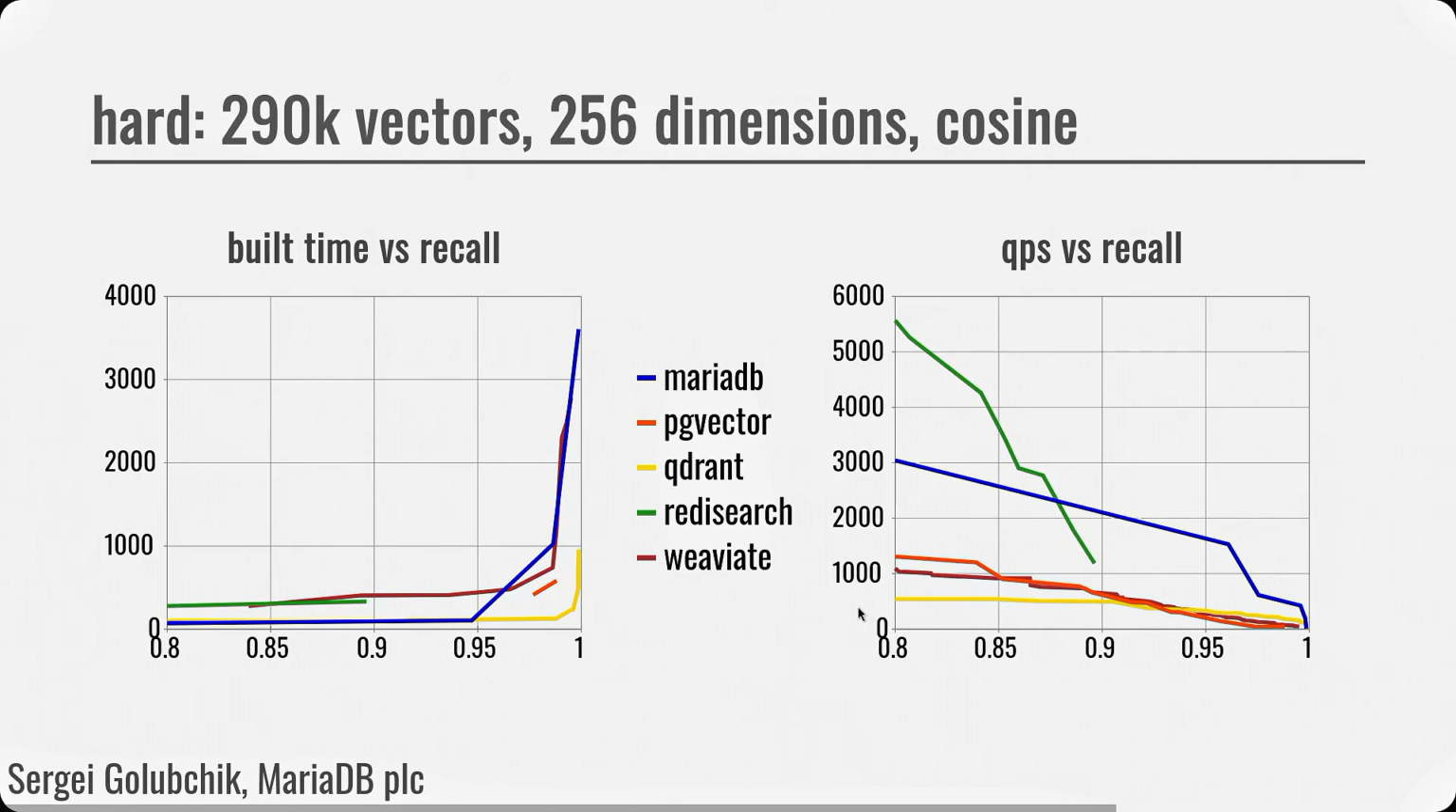On the other hand, MariaDB again is fastest or second after Qdrant on the build time, and it's solidly the best on the QPS side, starting from 88%, I think. So for 95, which I think is the practically usable recall level, again, MariaDB is much better than everything else.